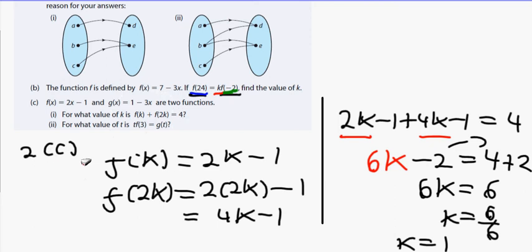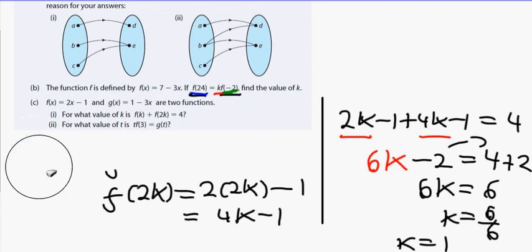Can I take off the left side of the board? This side here? Okay, thank you.